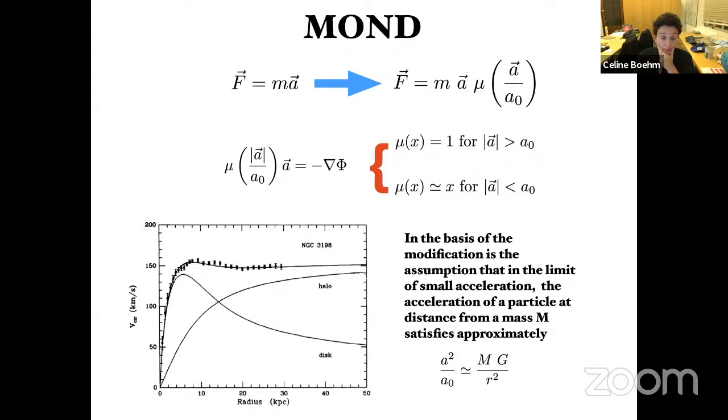The concept is very simple. It's an empirical approach. The force is ma, mass times acceleration. What about making a small modification to this? The modification is adding a parameter which is acceleration-scale dependent. If the acceleration is greater than a certain value, that parameter is 1 and you find the normal force. But if the acceleration is small, then the mu parameter is equal to the ratio of the acceleration to the reference acceleration.